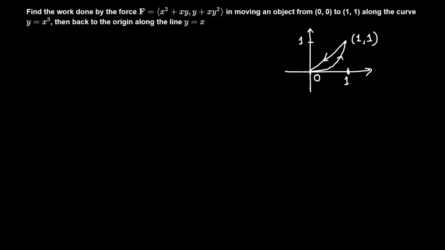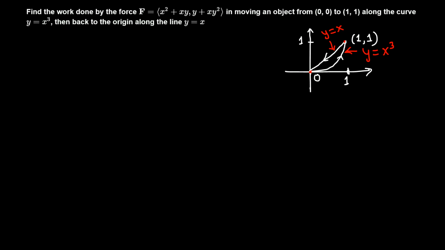Find the work done by the force F in moving an object from the origin to (1, 1) along the curve y equals x cubed, then back to the origin along the line y equals x. So this is the origin, and we move to (1, 1) along this curve y equals x cubed, and back to the origin using this line y equals x. So this is a positively oriented curve.